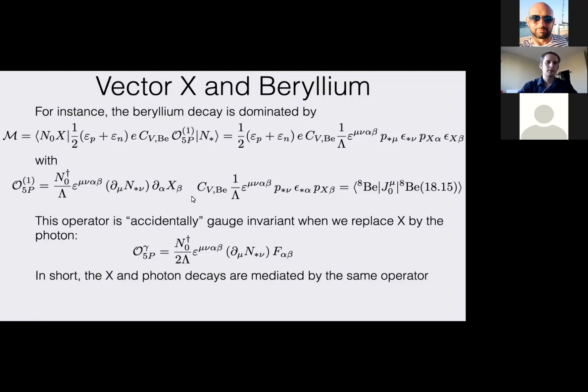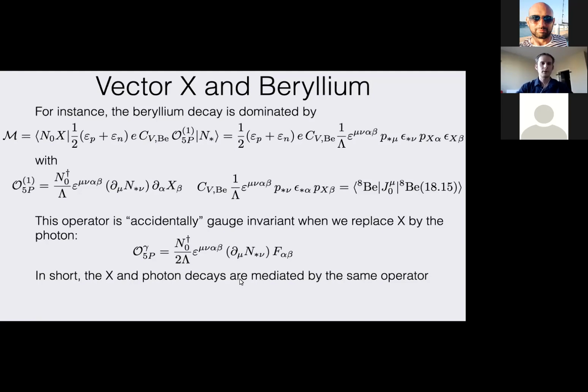And in this case, the dominant decay operator for the X boson is this one, where, because the excited state is an axial vector and the ground state is a scalar, you need to couple through the epsilon tensor to a vector X. Now, what is nice about this is that, because of the antisymmetry of the epsilon tensor, it's very easy to rewrite this if I were to replace X by a photon with just the field strength. All you need is a factor of 2 because of the antisymmetry of the epsilon tensor.